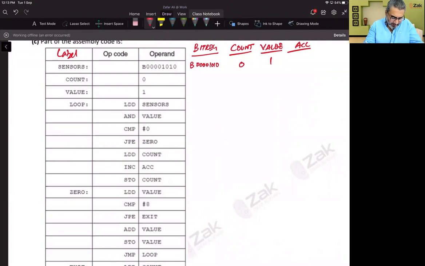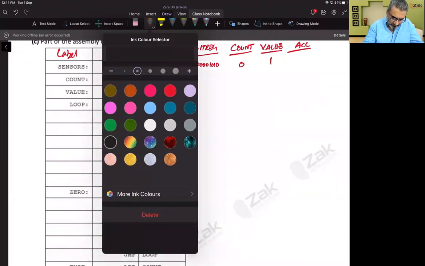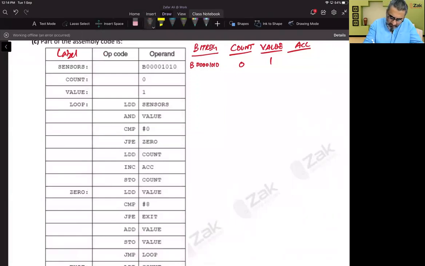So now it is loaded into the accumulator, load sensors, B 1 2 3 4 1 0 1 0, ended with the value, remains the same, ended with the value 1. So 1 2 3 4 1 0 1 0, ended with the value 1. So they all will become 0.